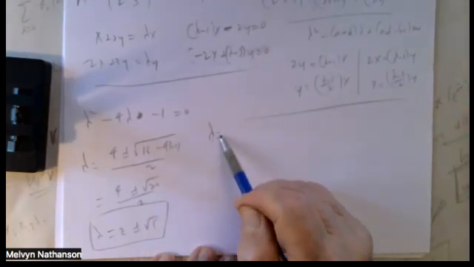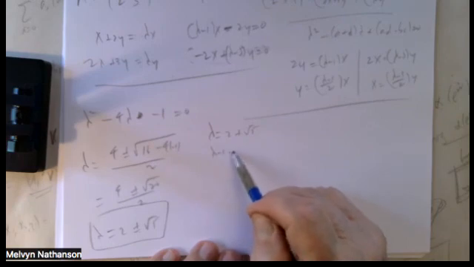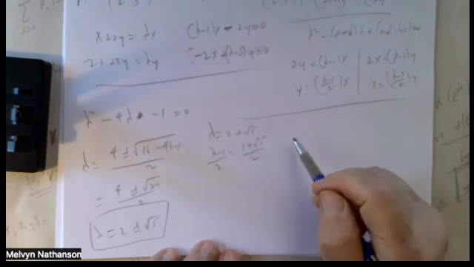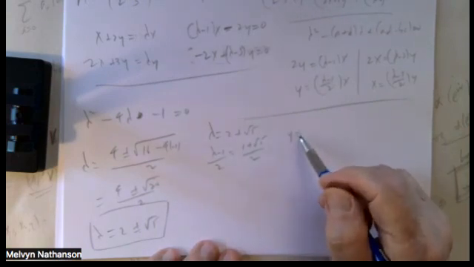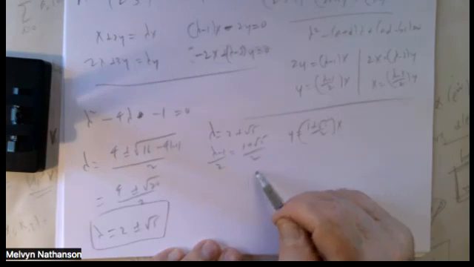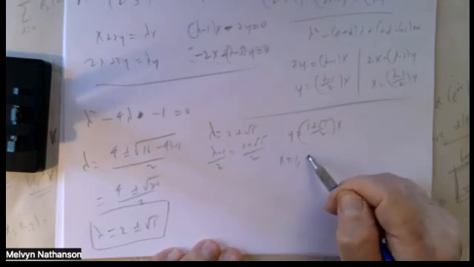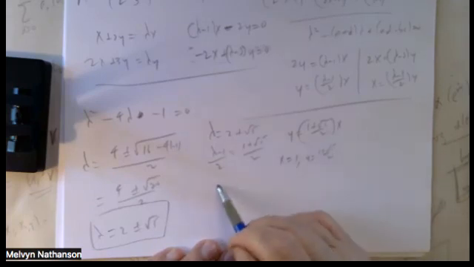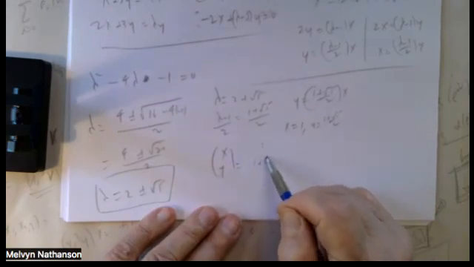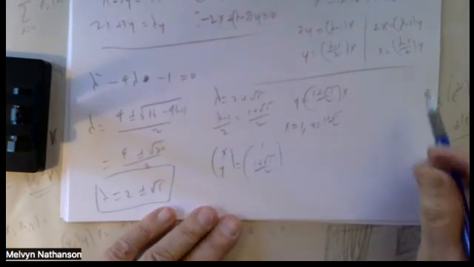If I take the plus sign, lambda is 2 plus the square root of 5, then lambda minus 1 is 1 plus the square root of 5. Divide that by 2, it's 1 plus root 5 over 2. So y is going to be 1 plus root 5 over 2 times x. If I let, for example, x equal 1, then y is 1 plus root 5 over 2. And my vector xy is 1, (1 plus root 5) over 2.